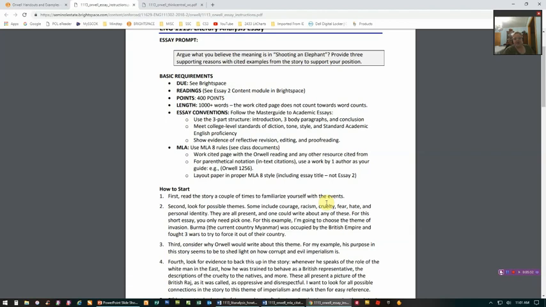All right. And then again, we're using proper MLA 8 style for the paper. These are all the things that you practiced in that MLA practice assignment. So you don't have to worry about learning all those things while you're trying to write the essay.